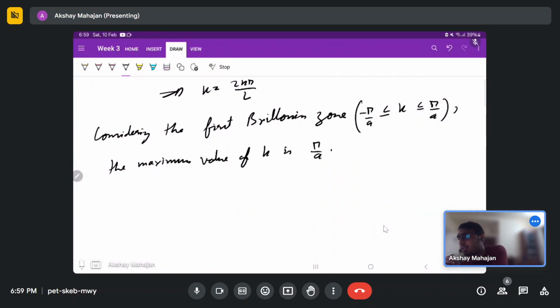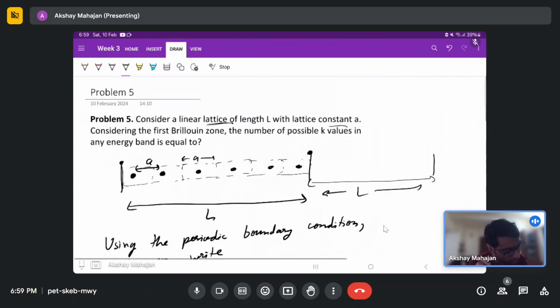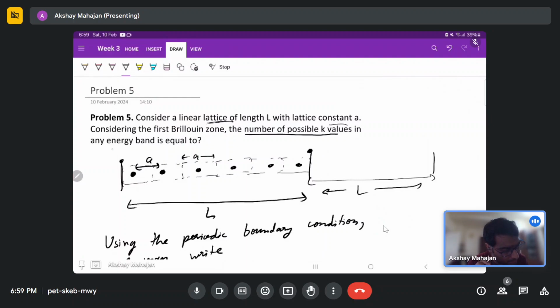Basically, alright, so what we have to find? We have to find the number of possible k values in any energy band in the first Brillouin zone. Within the first Brillouin zone we will have the energy bands. This will be discussed more in the next lecture.